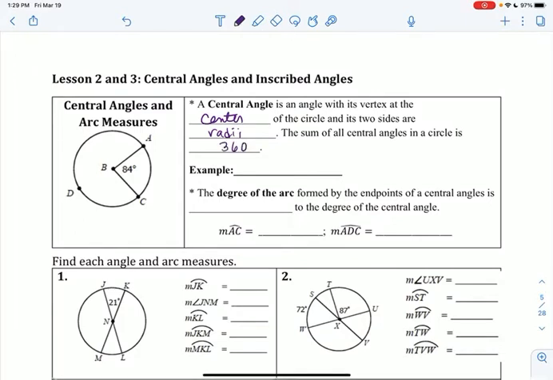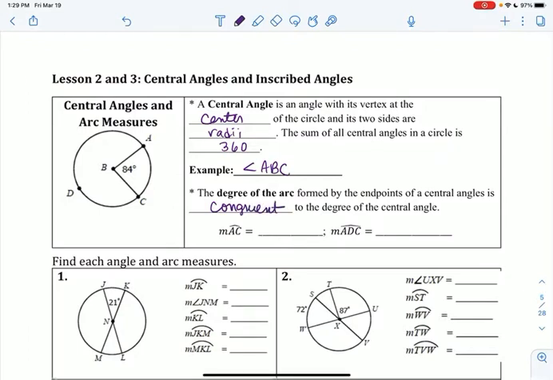The example that I have right here to the left, I have angle ABC. That is a central angle. Notice that B is in the center of the circle, and AB and BC are both radii of the circle. The degree of the arc formed by the endpoints of the central angle is congruent to the degree of the central angle.